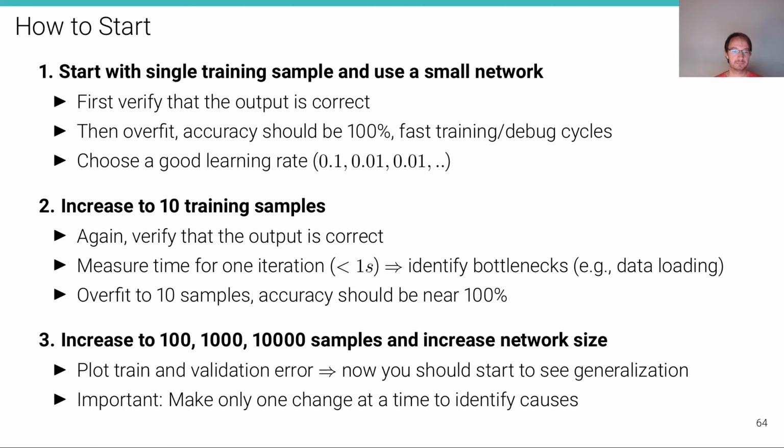And once this is working, and it's fast enough for your purposes, then you can increase the data set size from 100 to 1000 to 10,000 samples, and you can also start increasing your network size. And at some point, by observing the training and validation plots, you should see generalization. But it's important to make only one change at a time to identify potential causes of problems.